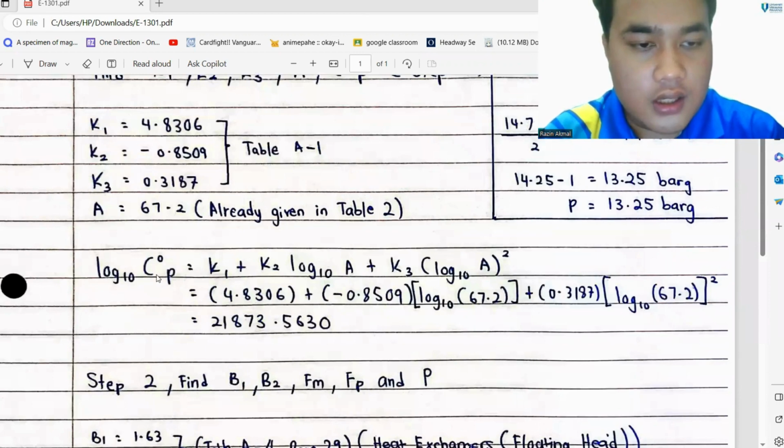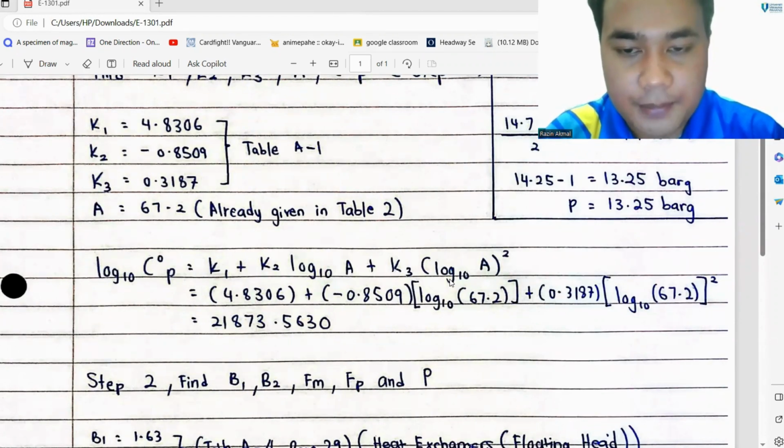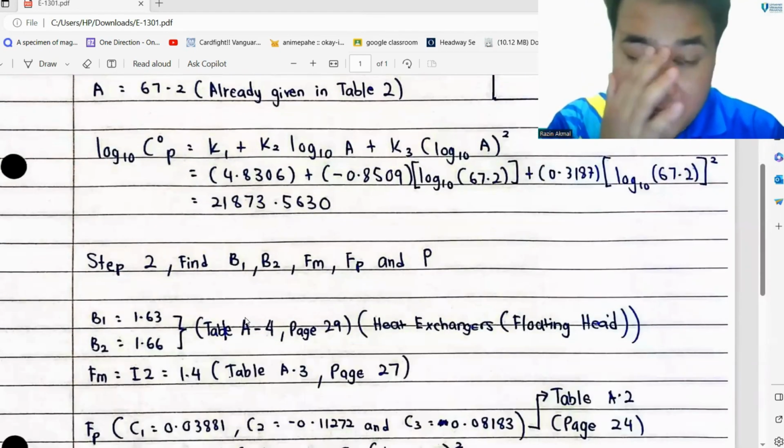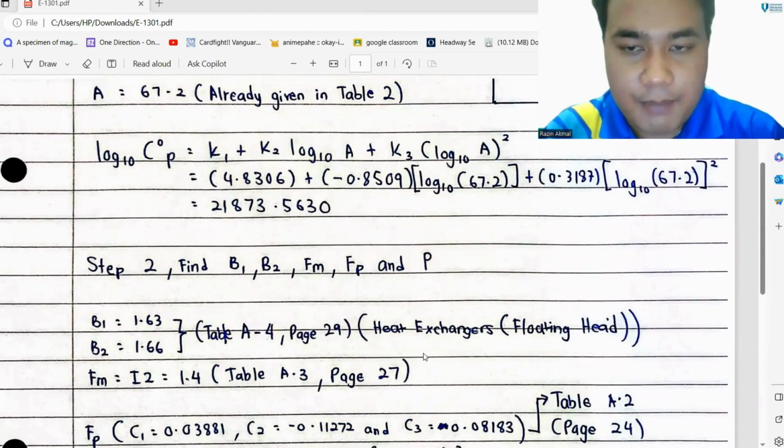Using the formula of C naught P, log C naught P equals K1 plus K2 log A, area, plus K3 in bracket log area squared. And then we get the final answer 21873.5630. For step 2, we need to find the B1, B2, FM, FP, and P.